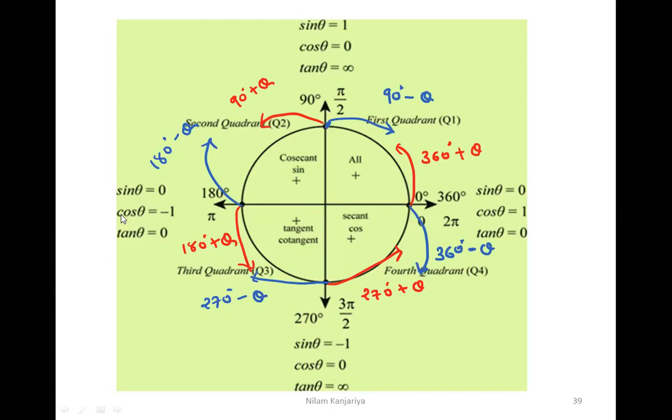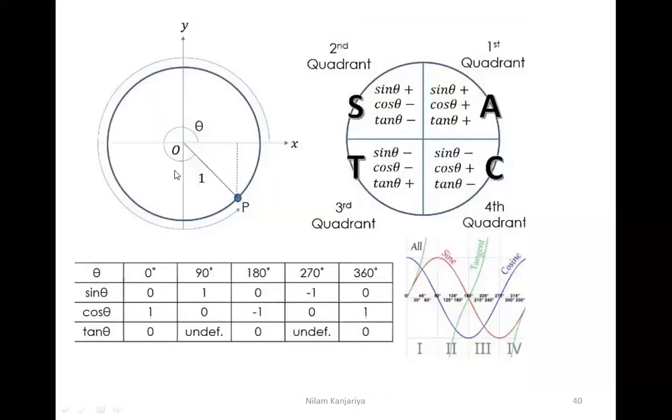So in the second quadrant you have two values, 90 plus theta and 180 minus theta, and this thing will go on so on. So remember this thing firstly, and the last note. This is the last note.